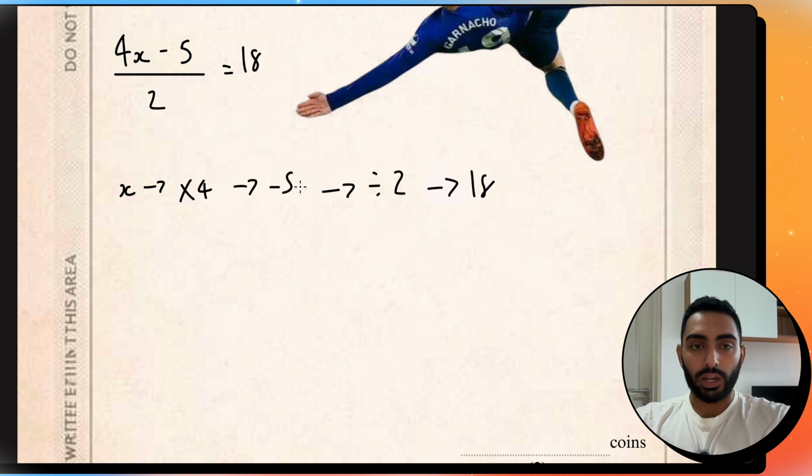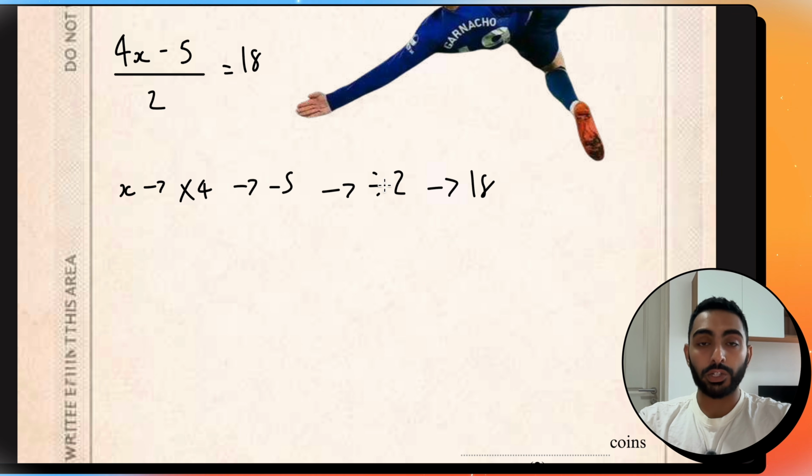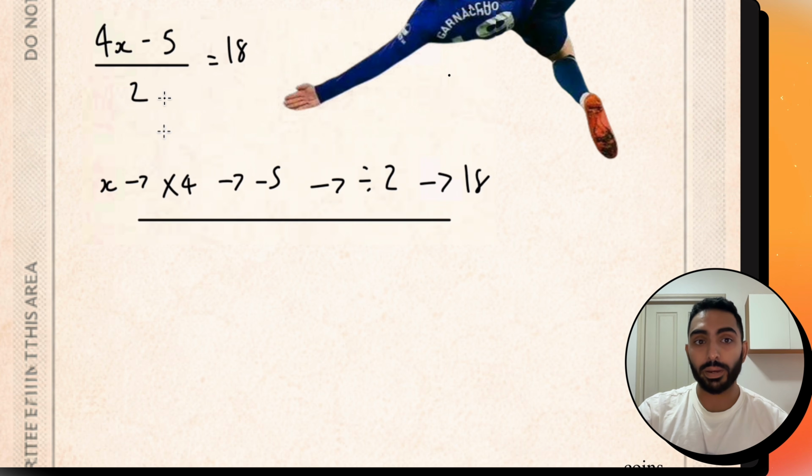So you could write this out. You don't have to. It just helps you visualize what's going on. We're going to do the opposites of all of these. We're going backwards this way. First, let's get rid of this divide by 2 by times-ing by 2. We've got 4x minus 5 times this by 2. 18 times 2 is 36. Getting rid of this take away 5, we add 5.